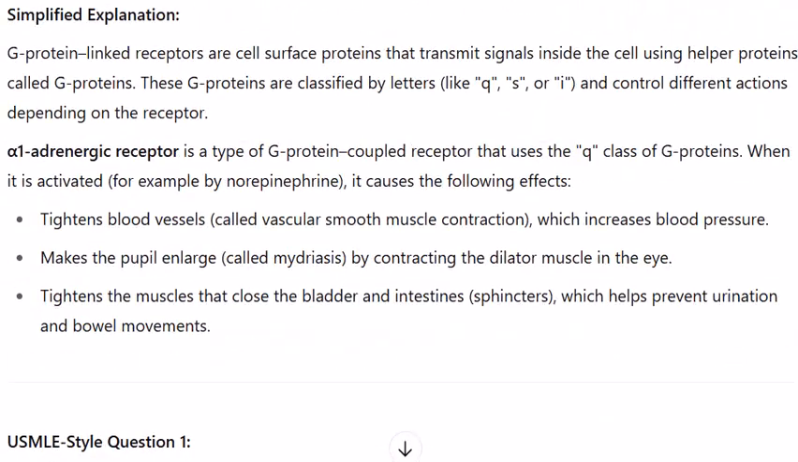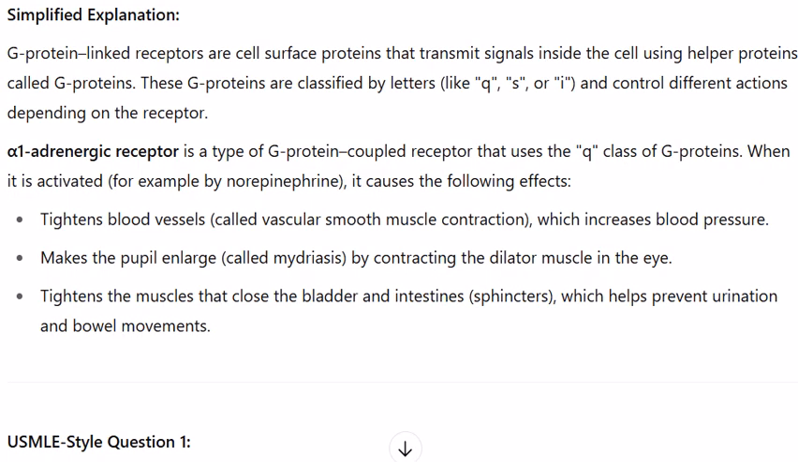G protein-linked receptors are cell surface proteins that transmit signals inside the cell using helper proteins called G proteins. These G proteins are classified by letters like Q, S, or I and control different actions depending on the receptor. The A1 adrenergic receptor is a type of G protein-coupled receptor that uses the Q class of G proteins.